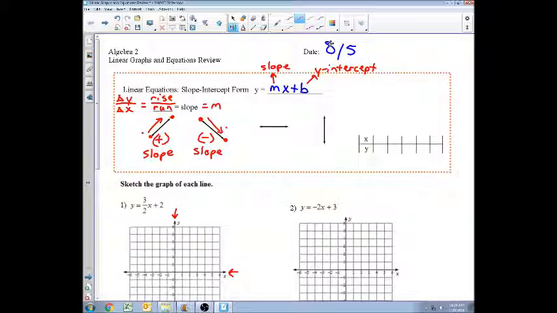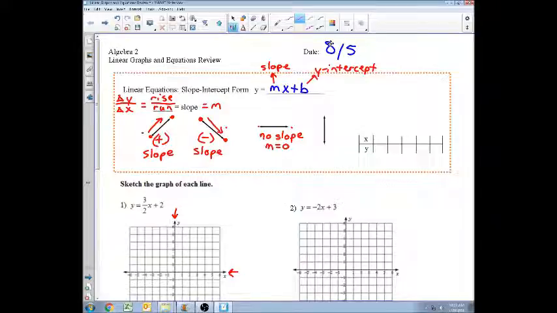Okay? The next line is a straight horizontal line. As you move from left to right, there is no vertical movement. We're not going up or down. So in this case, there is no slope. It doesn't take any more or any less energy. So there's no slope. If I have no slope, that means that my m value is actually 0.